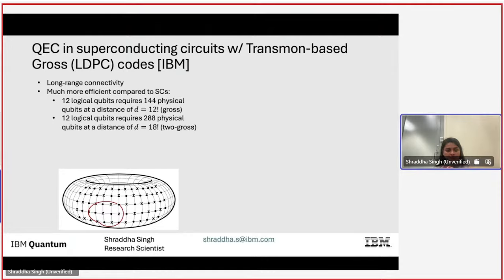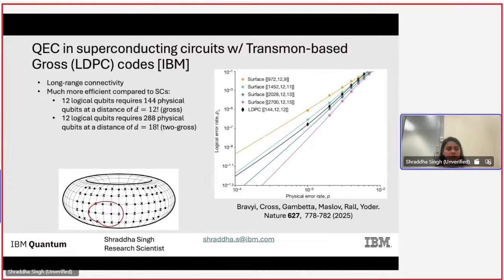And if you were going for the 2 gross code, these 12 logical qubits would be given to you with a distance d equals 18. That means with 288 physical qubits, you will be able to achieve a distance of 18. That means you will be able to correct for around 8 qubit errors. You can compare that with your surface code encoding. For example, here I'm showing you a similar plot to what I showed you in the beginning for the repetition code. The x-axis is the physical error rate, the y-axis is the logical error rate.